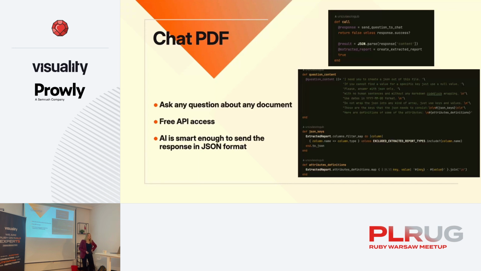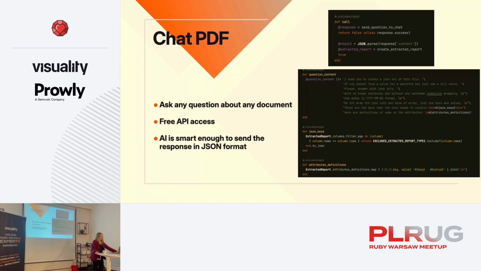I had the free API access, which is limited, of course, in a free tier, but well, I could play with that and see where we go. And AI was smart enough to send the response in a JSON format. So I started to prepare a proof of concept to show the client what we can do and decide if we want to work on that.